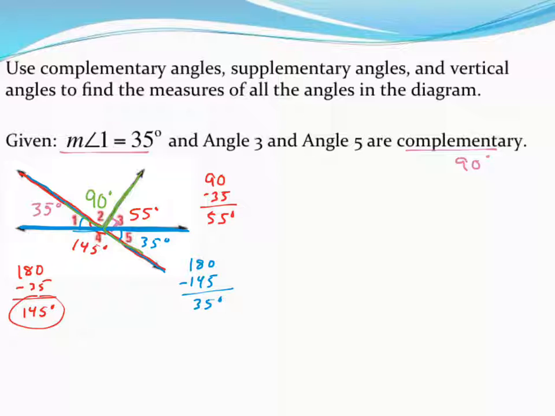Some people also used this idea of going all the way around the figure, knowing that all the way around should be 360 degrees. So to find angle 2, they did 360, subtracted 35, subtracted 145, subtracted another 35, and subtracted 55, and found the difference to be 90 to get that full circle. So there are many, many ways you could do these problems. Just know your vocabulary: complementary is 90, supplementary is 180, and vertical angles are congruent to each other.